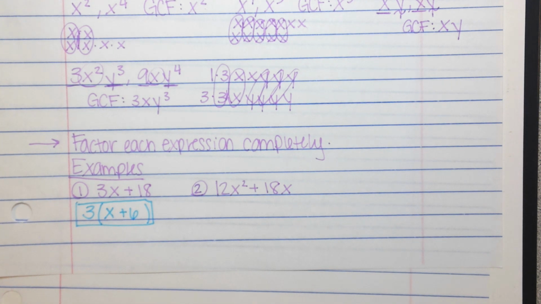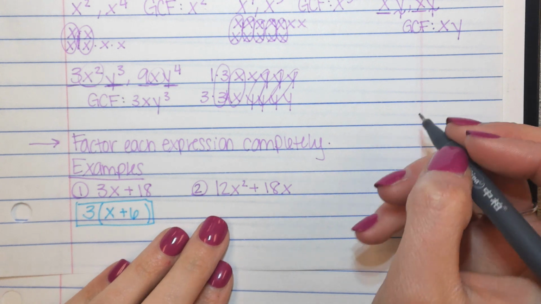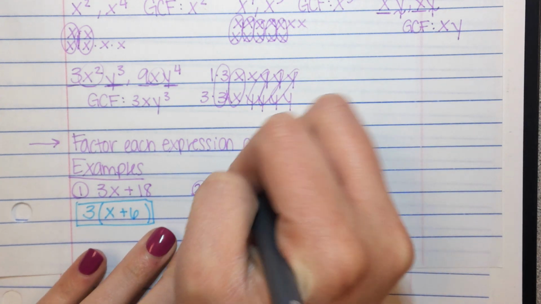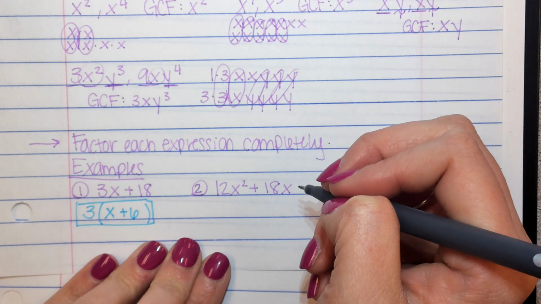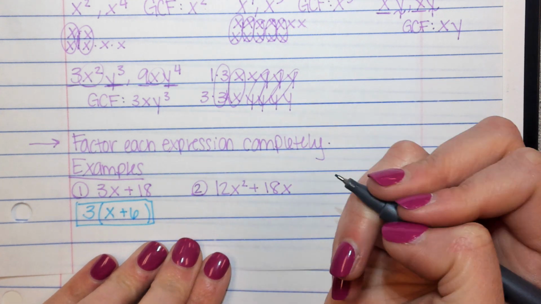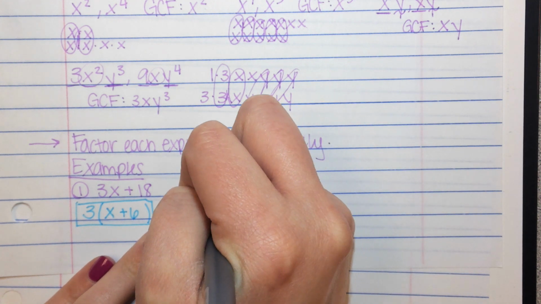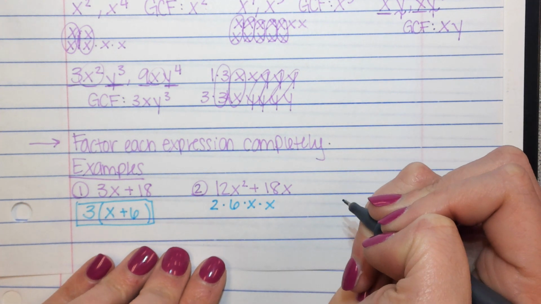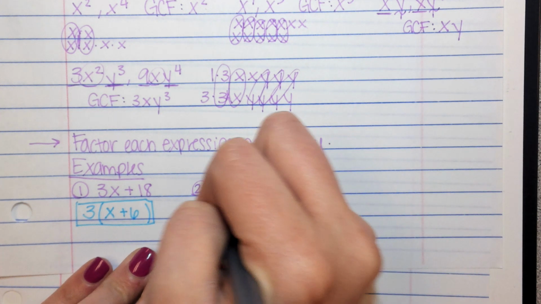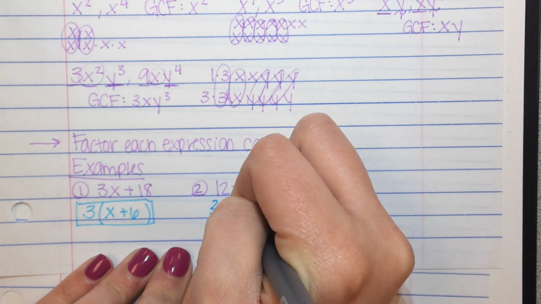Okay, let's look at another one. This one can be a little more complicated, and let me show you how to work it out if you're really unsure. We're going to list out all the factors and see what we have. So let me see. So for 12, I can make some different factors, but I think that I want to use 6. I know 6 is a pretty big number that goes into 12. So 2 times 6 times x times x. All right, and then 18x would be 3 times 6 times x.